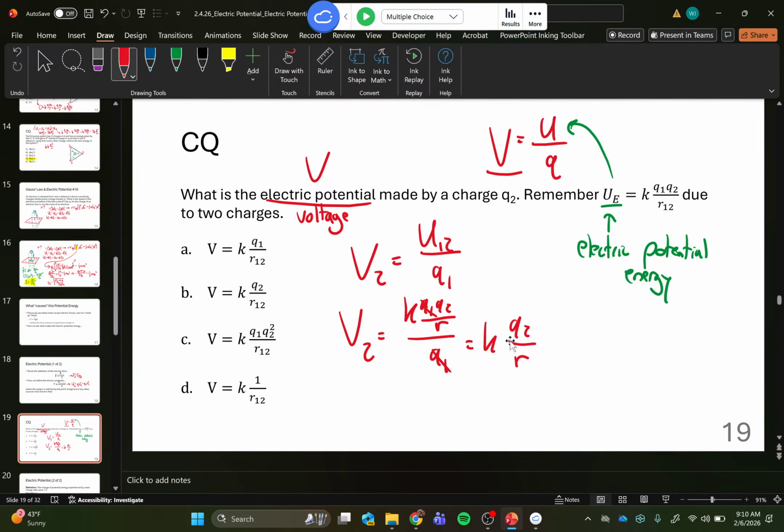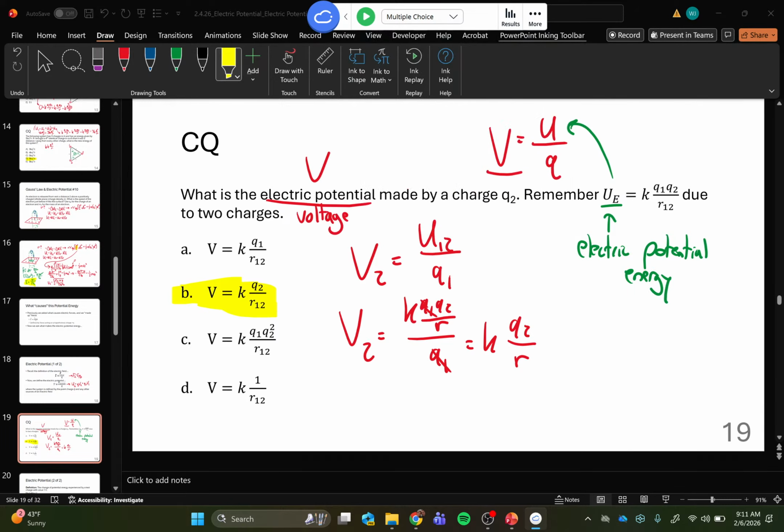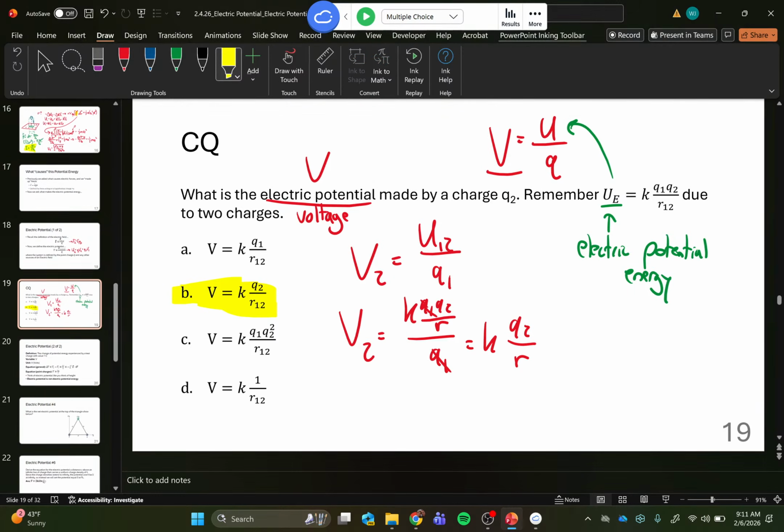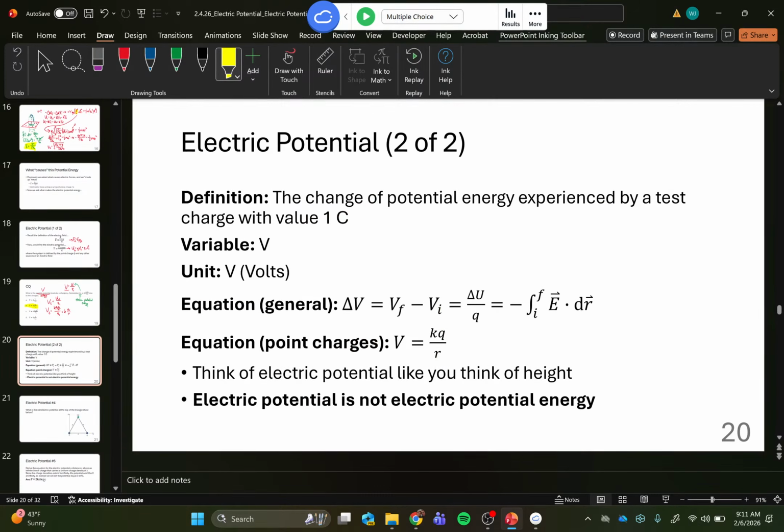You all can see that with the energy, Q1 times Q2. It doesn't matter which one's first. But in this case, I asked for the voltage made by charge 2, so it needs to have a charge 2 in it. Oh, it's 53 people. That's all right. All right. I don't know why it says 2 2. There's just one.